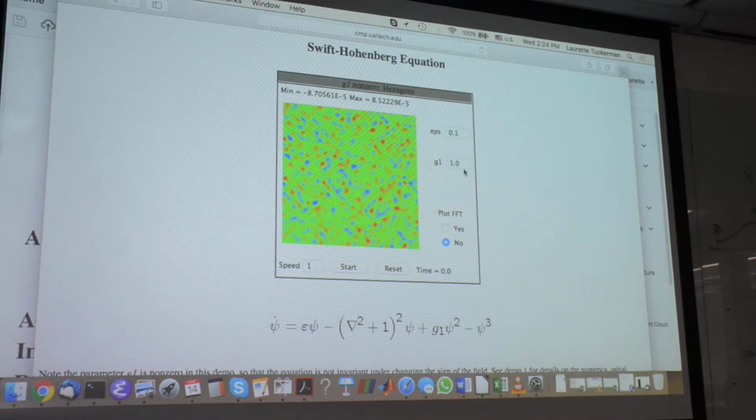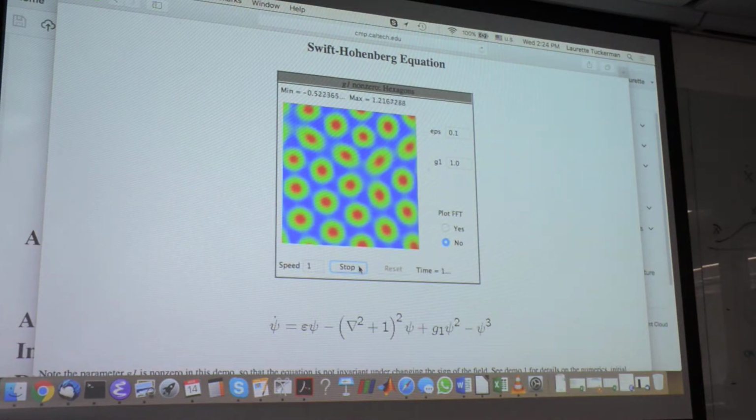Okay, I'm going to run this one, and the difference between the one that you saw and the one that you're going to see now is this G1 thing. Before the G1 was 0, now the G1 is 1. Let's start it. And here formed hexagons. It just did that, spontaneous. No hexagons were harmed in the course of this filming, no hexagons were inserted. It spontaneously formed hexagons.